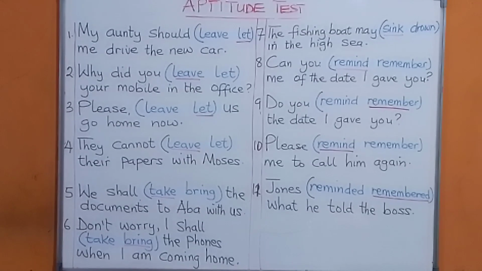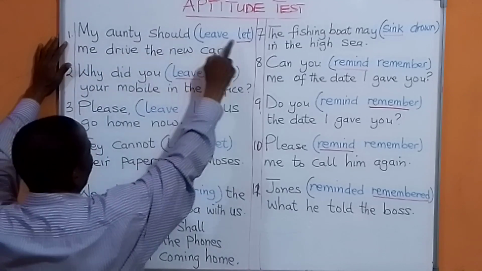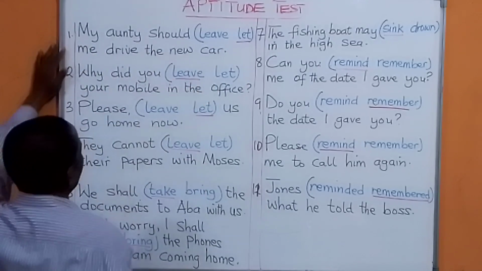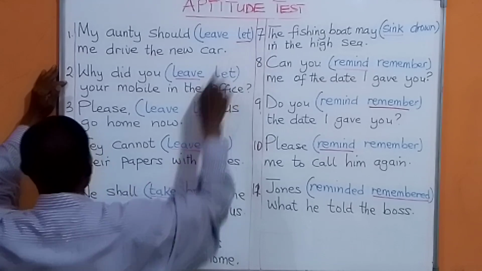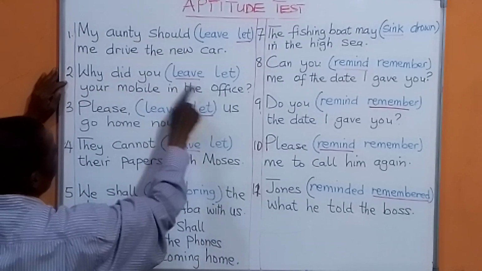So, let's look at that again. Remember, here in this series, we are looking at let, leave, take, bring, sink, drown, remember, remind. So let's go through that again. My auntie should let me drive the new car. Let, that's the answer. Why did you leave your mobile in the office?